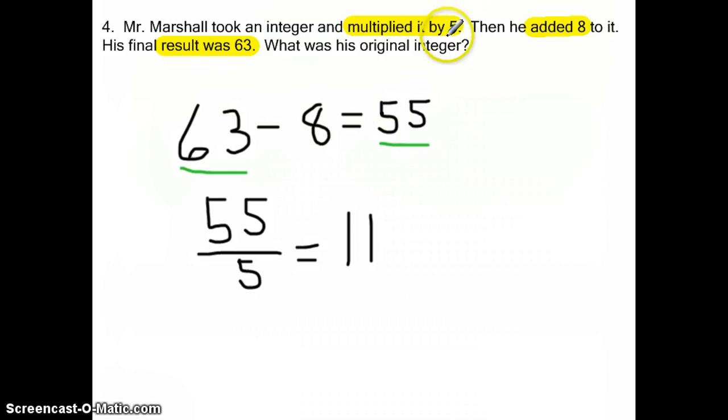And then before he added 8, he multiplied by 5. So we're going to do the opposite of multiplying by 5, and we're going to divide by 5. So we take that 55 divided by 5, and we get our answer, which is 11. And if you plug that back in, that actually works. If you take 11, multiply it by 5, and then add 8, you do get 63. So on those type of problems, just make sure you work backwards.